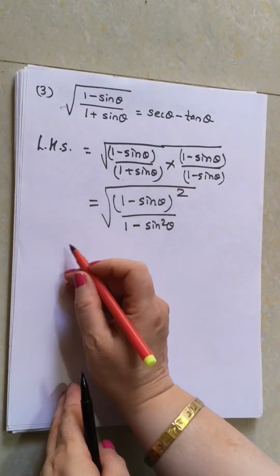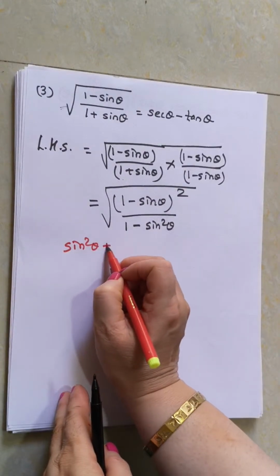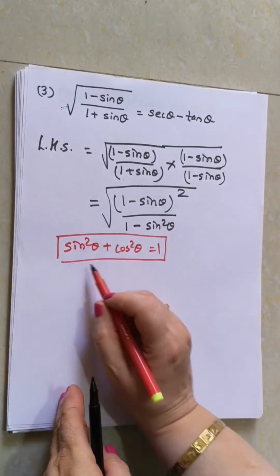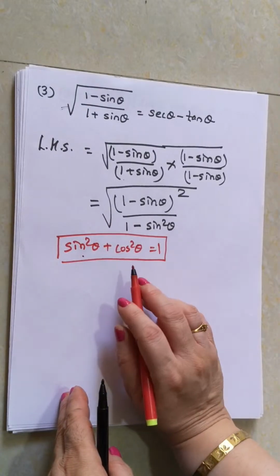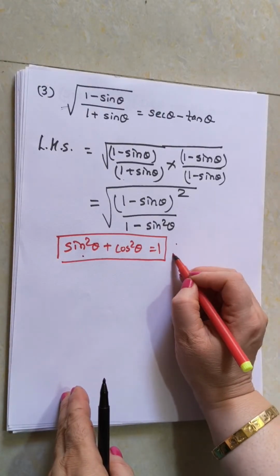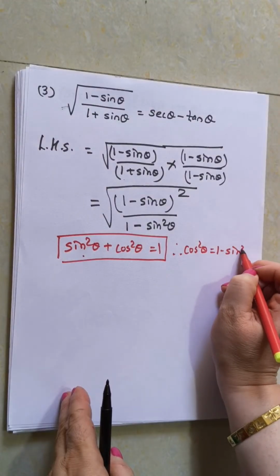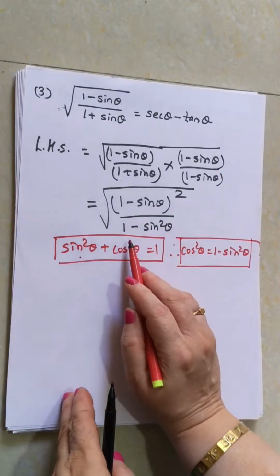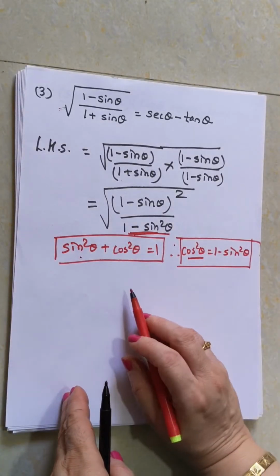We are going to use the identity sine square theta plus cos square theta is equal to 1. Now this sine square theta, if I jump to the right hand side, it will be negative. So cos square theta is 1 minus sine square theta. Okay, so this we are going to use. In place of 1 minus sine square theta, I am going to put cos square theta.